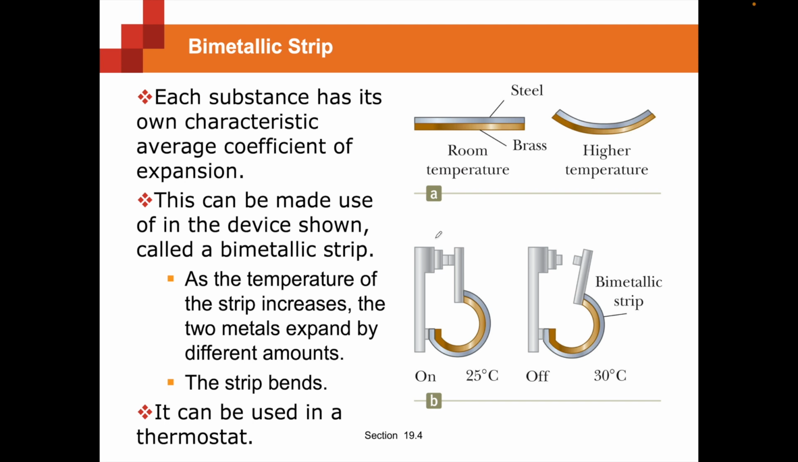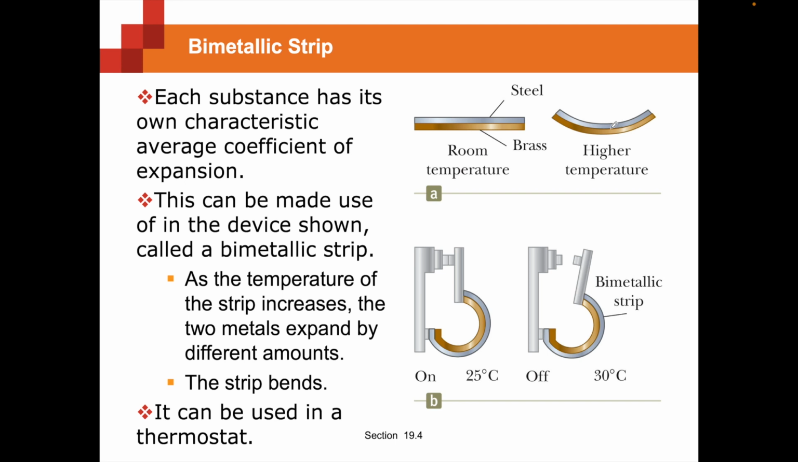A use of this, something that we can actually use it for, is a bimetallic strip. At room temperature, you can have two strips, steel and brass for example, next to each other. As the temperature goes up, one of them will expand more. One of them will get bigger, and as it gets bigger, it will start to bend a little. For example, brass has a higher coefficient than steel, so it will try to expand more, but it's stuck with the steel, so it will just start to bend around it.